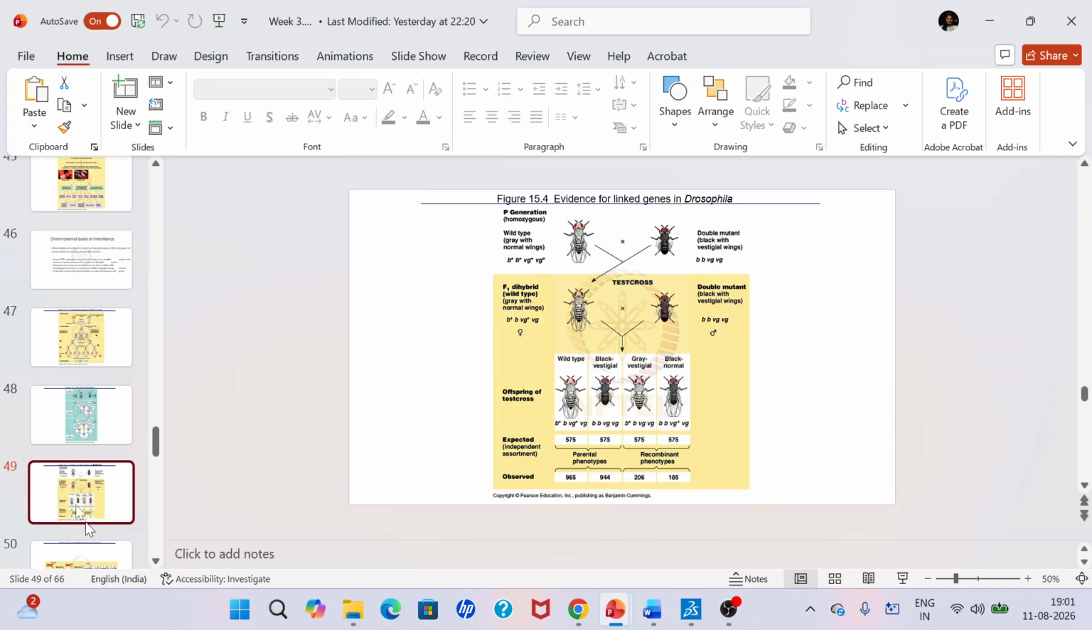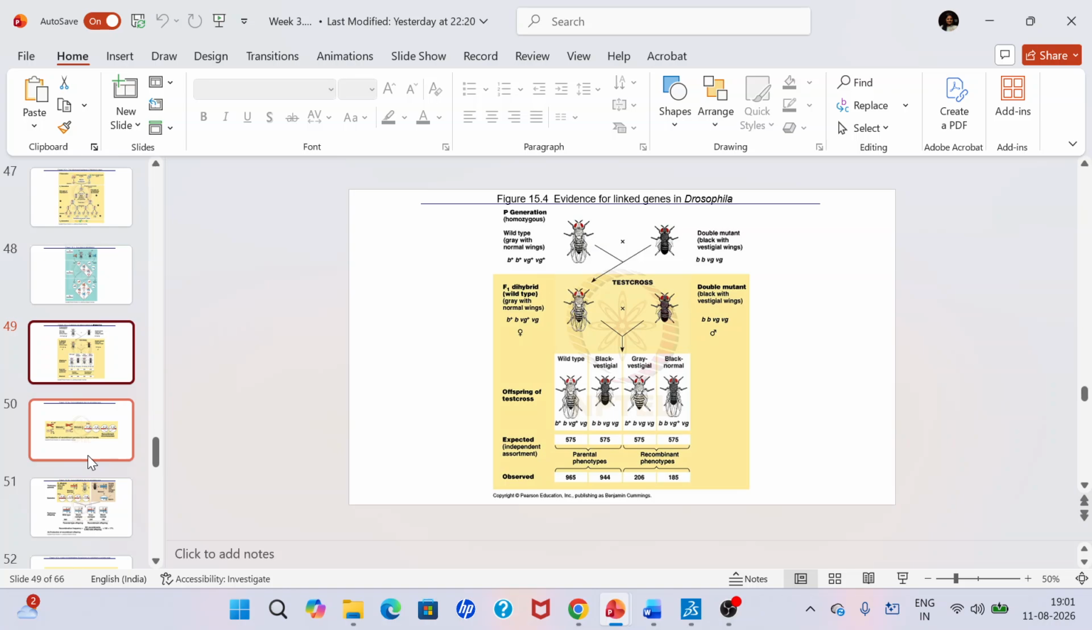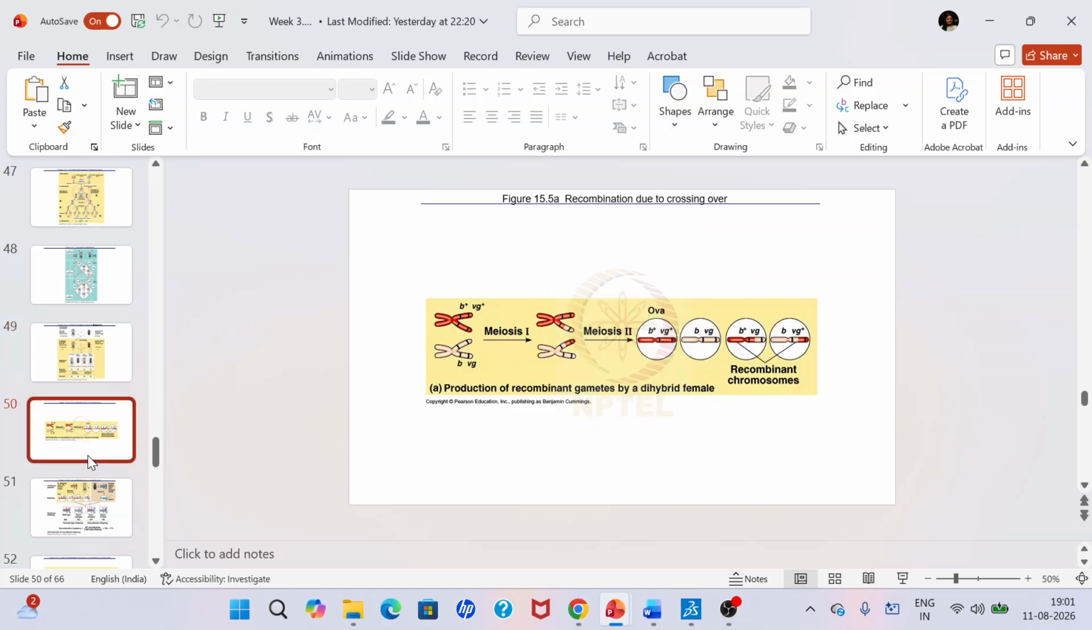So again, we are not going into those details. I hope you guys have understood it from the lecture. This is the meiosis I was telling you, recombination.